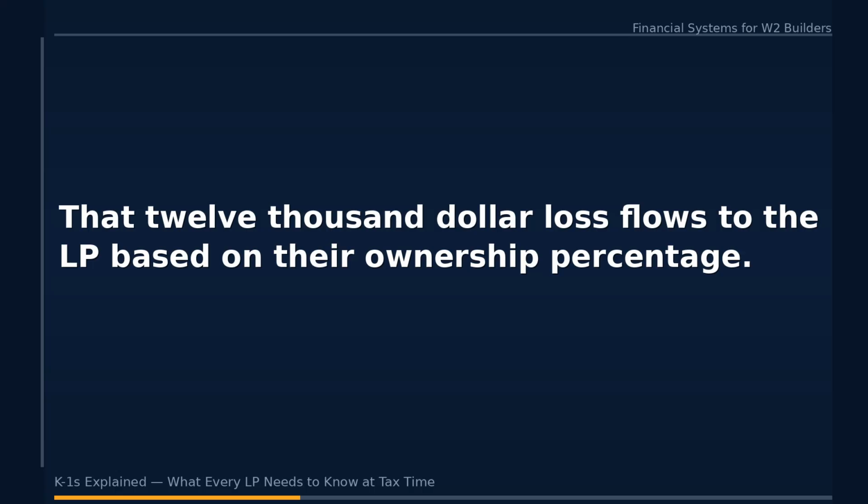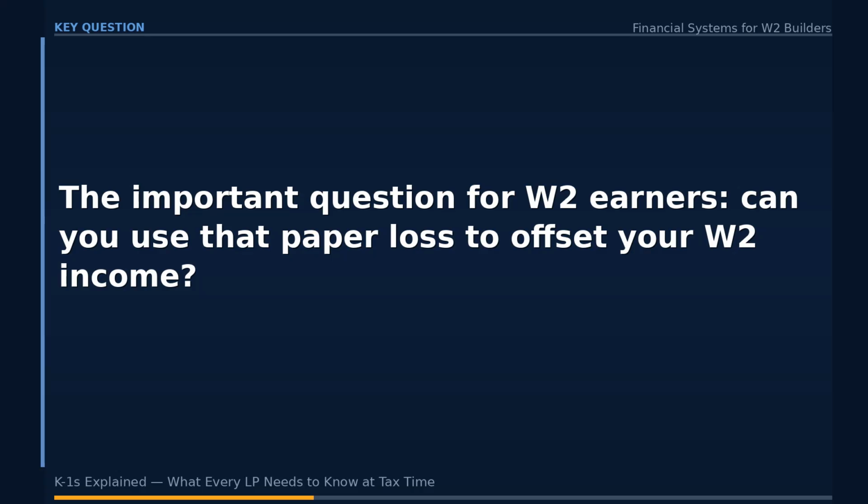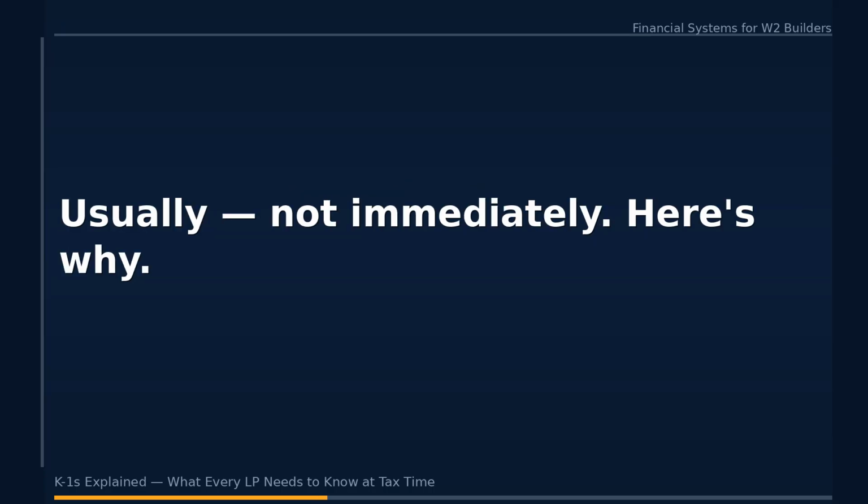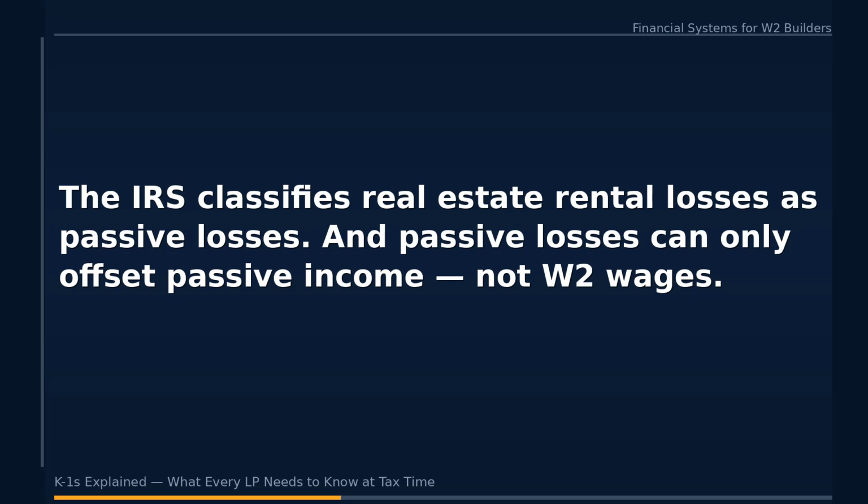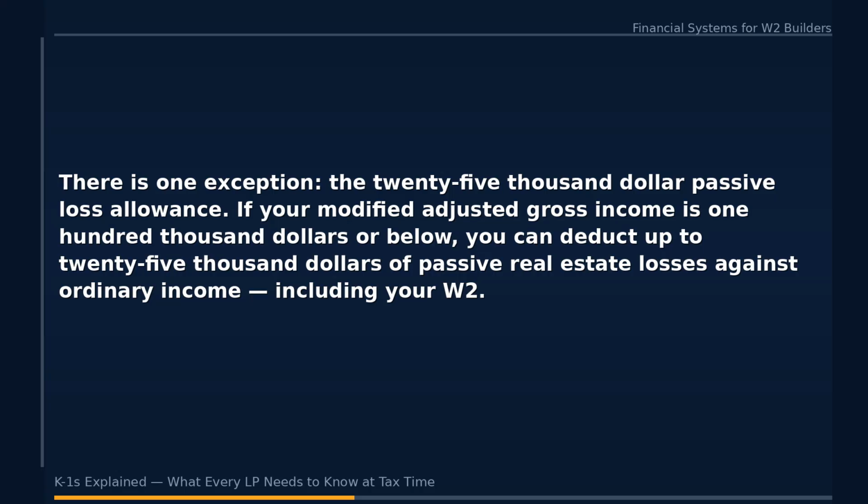The important question for W-2 earners: can you use that paper loss to offset your W-2 income? Usually, not immediately. Here's why. The IRS classifies real estate rental losses as passive losses. And passive losses can only offset passive income, not W-2 wages. There is one exception, the $25,000 passive loss allowance.